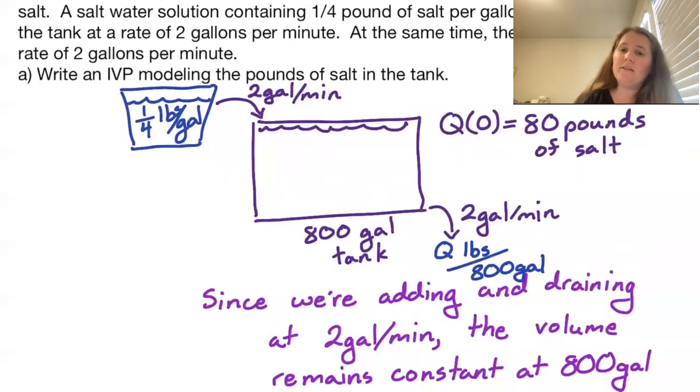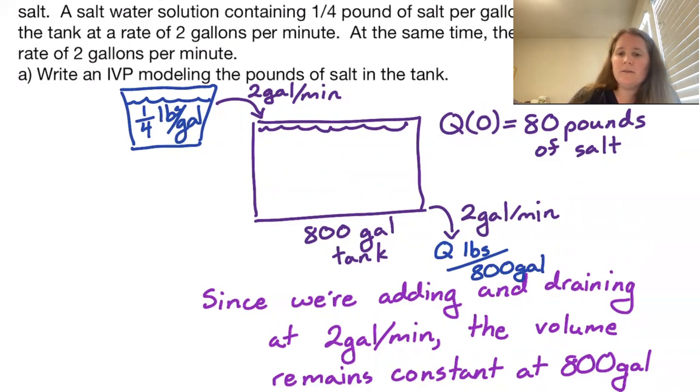Here we're assuming that the salt immediately disperses throughout this tank, and that the whole tank has the same concentration. So it's possible that that doesn't happen here. We're simplifying things, assuming that the salt immediately disperses, so the concentration is even throughout those 800 gallons.